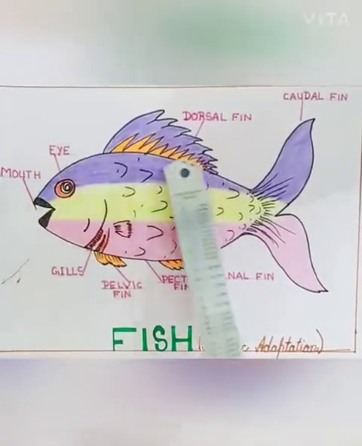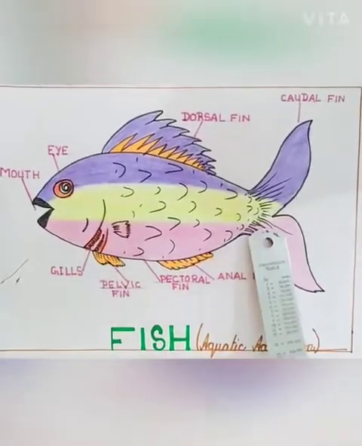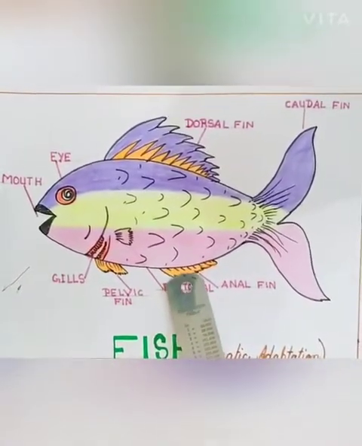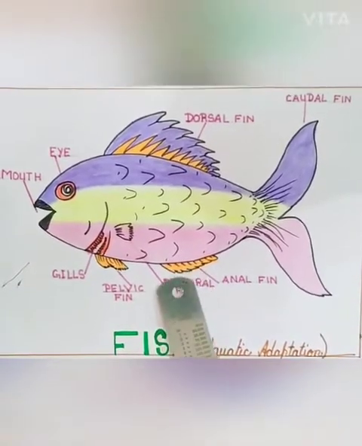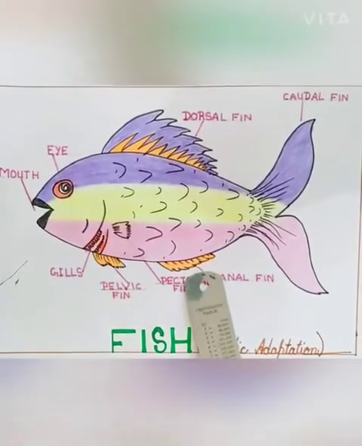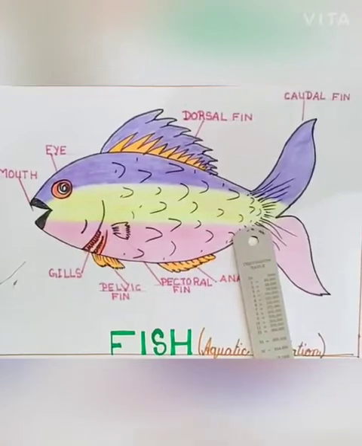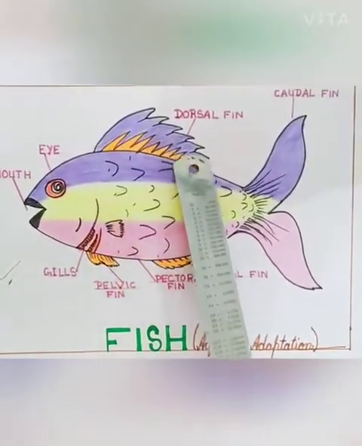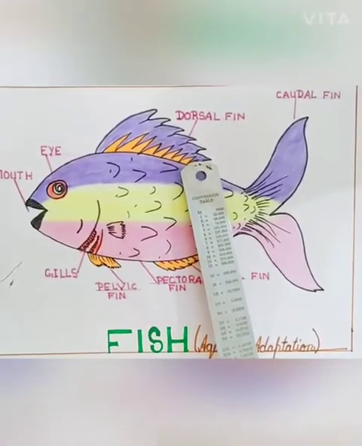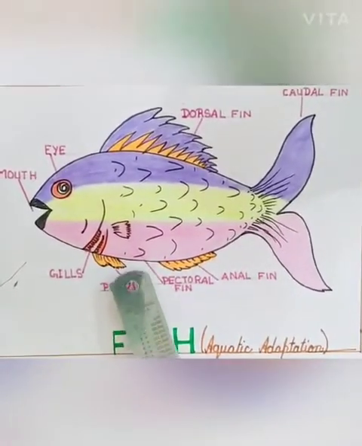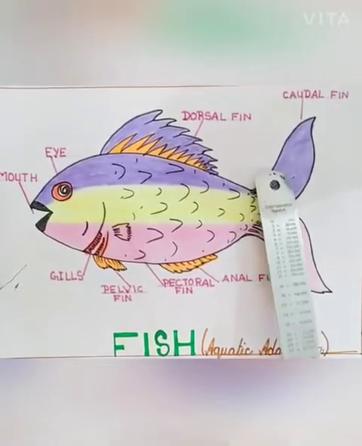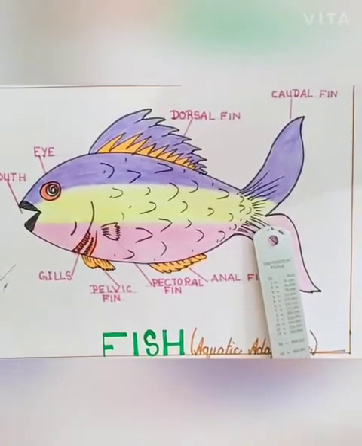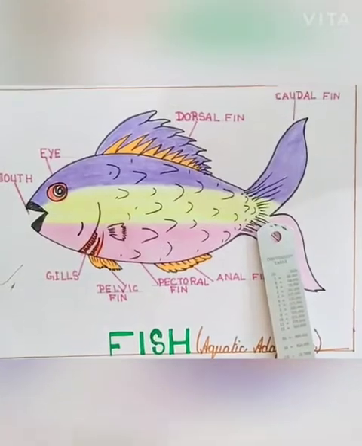We can see that the shape of the body of the fish is streamlined or boat shaped. We also call it a spindle shaped body, and this helps in reducing friction and in cutting through the water current easily. We can see that it has a dorsal fin on its back, and there is a tail fin or the caudal fin at the back, which helps in changing direction.